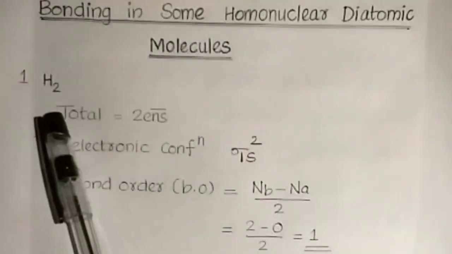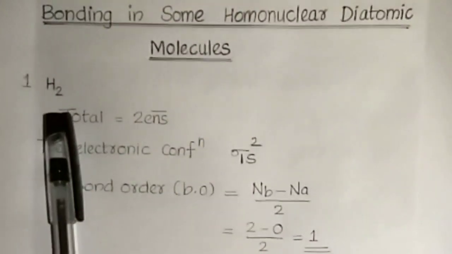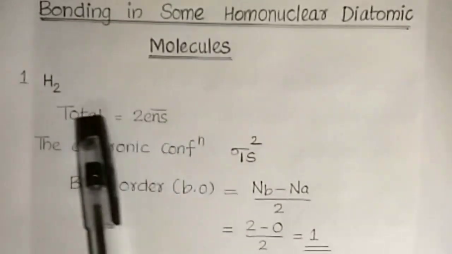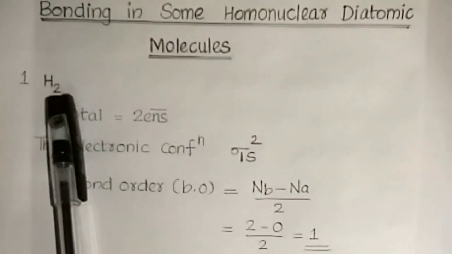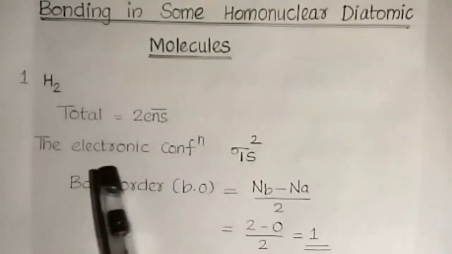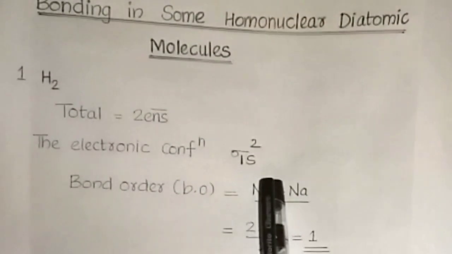You know the hydrogen atom has atomic number 1. Here 2 hydrogen atoms are there, so the total number of electrons is 2. Total 2 electrons are present: 1 electron from one hydrogen plus 1 electron from the other hydrogen. So total 1 plus 1, 2 electrons. Then the electronic configuration is sigma 1s squared.